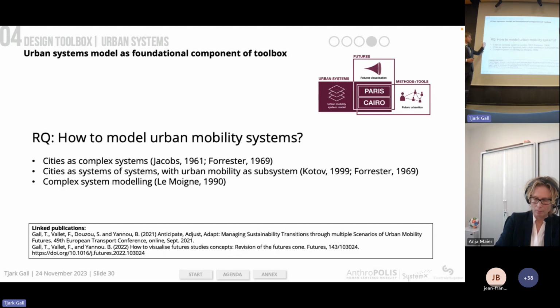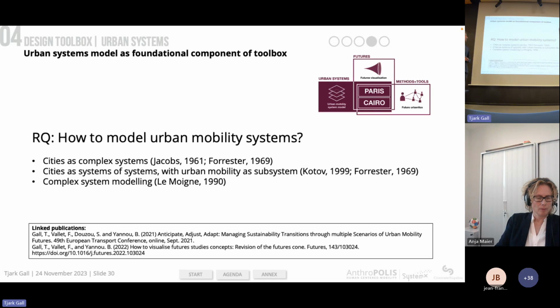The first research question is on modeling urban mobility systems. I don't want to get too much into detail of that, but urban systems have been understood as complex systems from the 60s onwards, let's say. So Jacobs and Forrester were 2 of the early people who tried to see how we can model and better understand urban systems. A bit later, it was also understood as systems of systems. So you have the urban system in general, then you have the urban mobility system within, you have the energy system, you have the housing system, and so on.